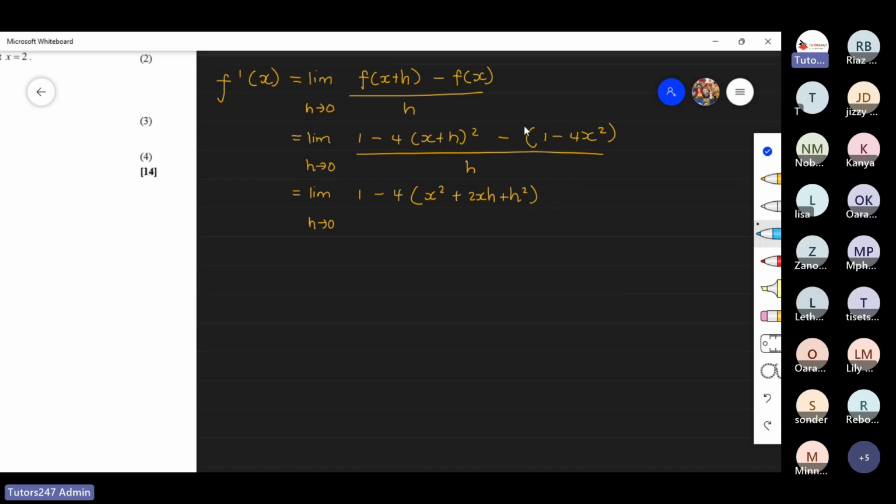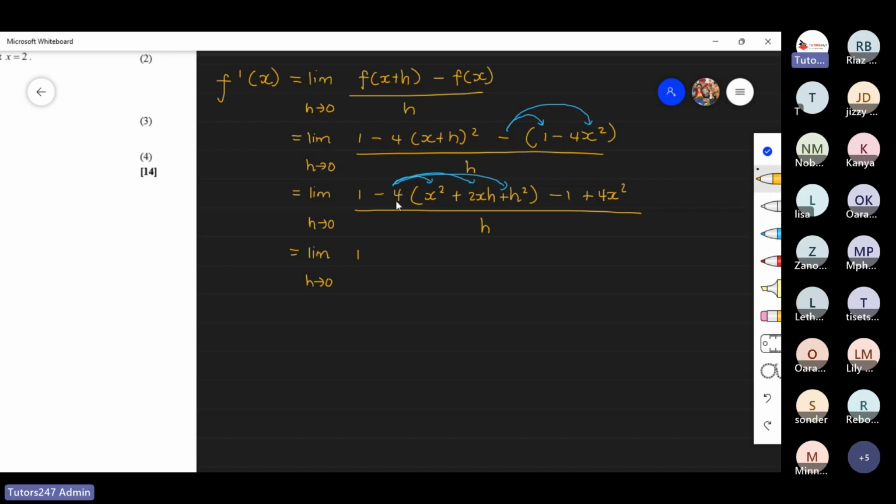From here, we can multiply the negative into the bracket. So we're going to have negative times 1, which gives us negative 1. We're going to have negative times negative 4x squared, which gives us positive 4x squared. And that is all over h. So we bring down the limit as h approaches 0. We're going to continue to simplify. So we bring down 1. We're now going to multiply the negative 4 into the bracket.